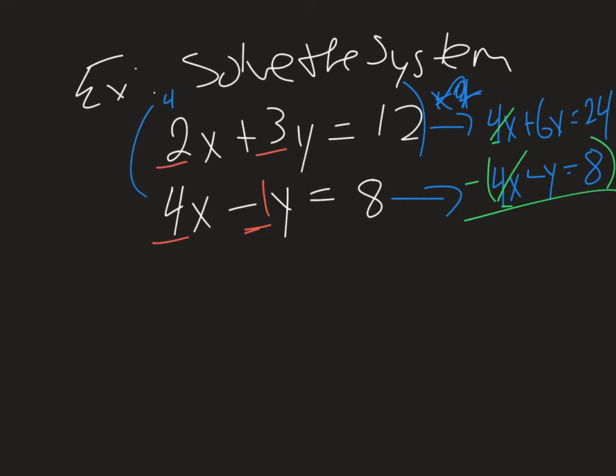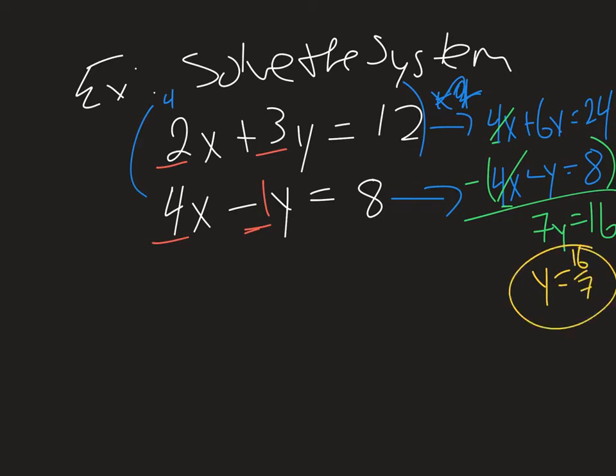Okay, so we're going to have 6y minus a negative y, which would be the same as 6y plus 1y. So we'll technically have 7y's here. And then we can subtract 8 from the 24, which is going to give us 16. So it's not pretty, but it does work. So this would tell me that y is going to equal 16 over 7.